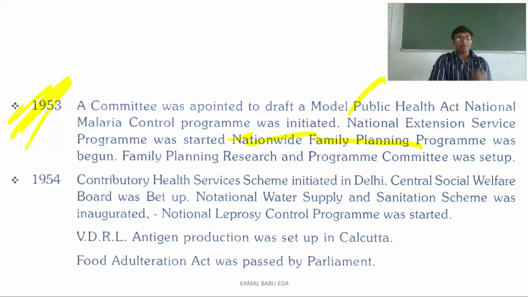And coming to the year 1954, the contributory health service schemes were initiated in Delhi, and the Central Social Welfare Board was set up. The National Water Supply and Sanitation Scheme was launched in the year 1954, and in the same year they also launched the National Leprosy Control Program. The VDRL antigen production was set up in Calcutta, and the Food Adulteration Act was passed by the Parliament of India in the year 1954.